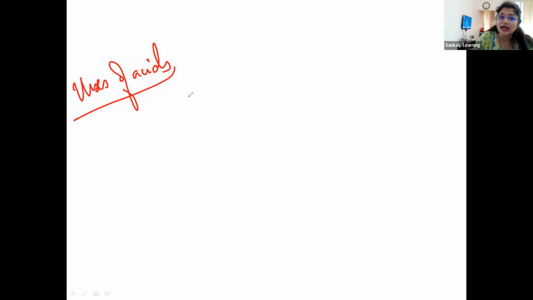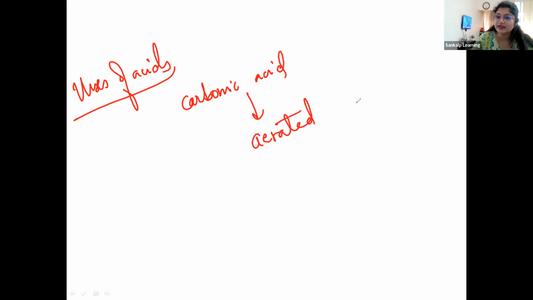Then carbonic acid. Where is carbonic acid used? Carbonic acid is used in your soda bottles, right? To form aerated drinks, that is to fill in the gas. To get aerated drinks, carbonic acid is used.